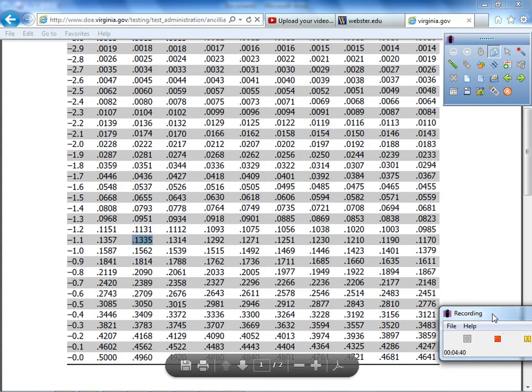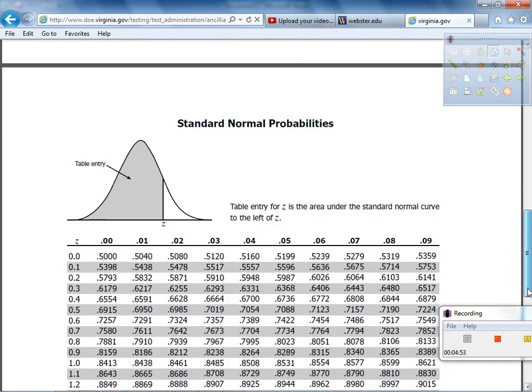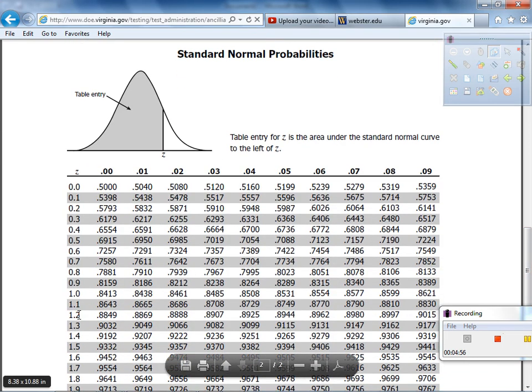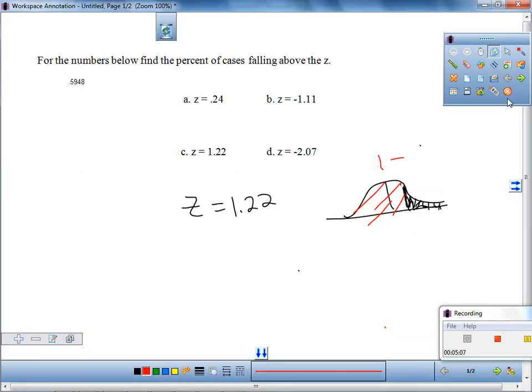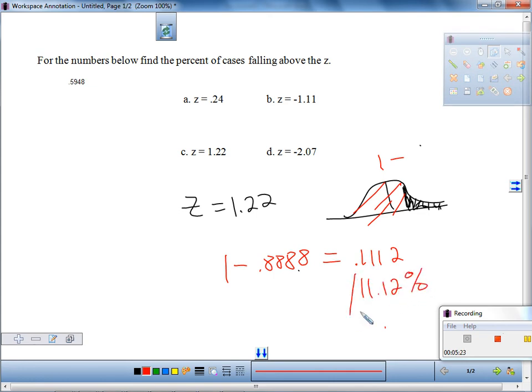Looking at the table value for our z-score of 1.22, let's go with the positive. If we look up 1.22, come over the 0, 1, 2 column, we end up with 0.8888 for our value. So we take 1 minus 0.8888, and we end up with 0.1112, or 11.12%.